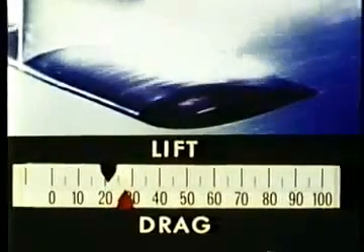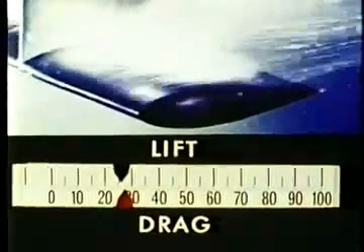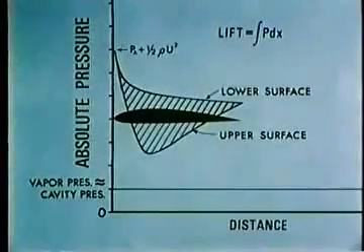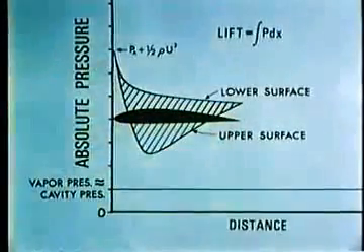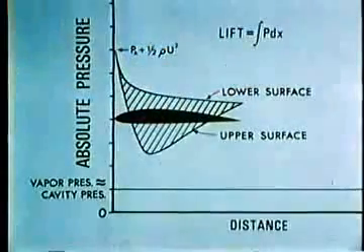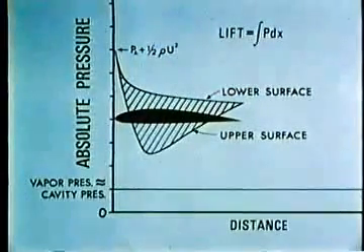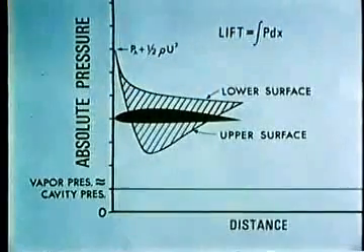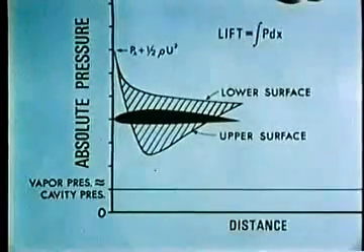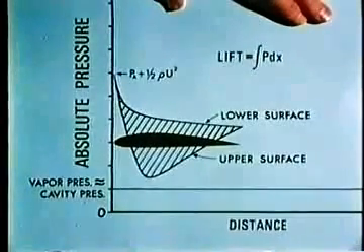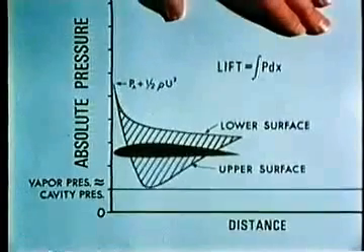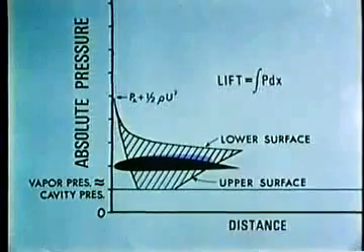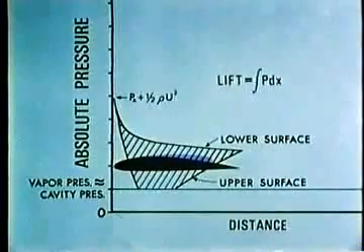We can get an idea of what has happened by examining the pressure distribution on a hydrofoil section. This curve represents the pressure on the upper surface, and this one, the pressure on the lower surface, before cavitation begins. The lift is proportional to the difference in the areas under the two curves. As the ambient pressure decreases by a certain amount, the pressures on the upper and lower surface decrease by exactly the same amount, at least until the upper surface begins to cavitate. At this point, the upper surface pressure can no longer decrease below the cavity pressure, which is near the vapor pressure.